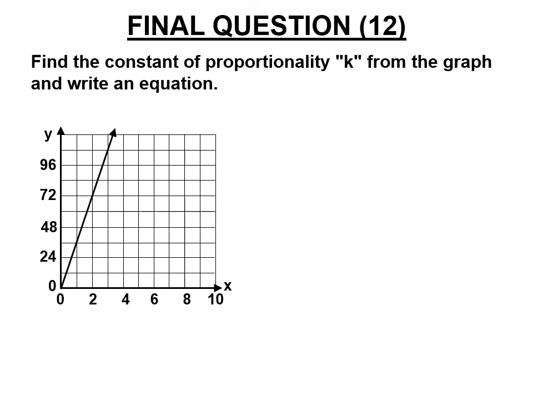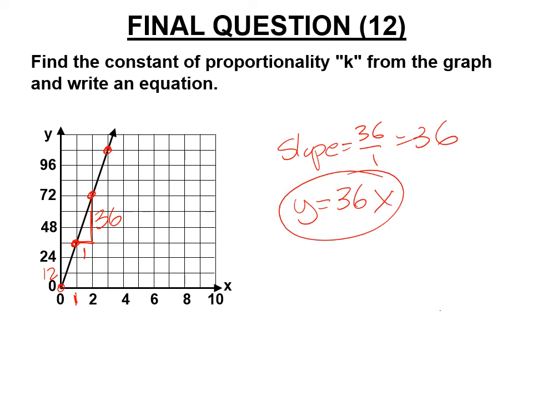Find the constant of proportionality from the graph and write an equation. Okay, so there's 0, 0. I did a lot with 3 boxes there. Maybe next year I will do fewer of those. But halfway to 24 is 12. This is worth 1. So the run is 1. 3 boxes. Each box is worth 12. This is 36. The slope here is 36 over 1, which is 36. And it's y equals 36 times x.